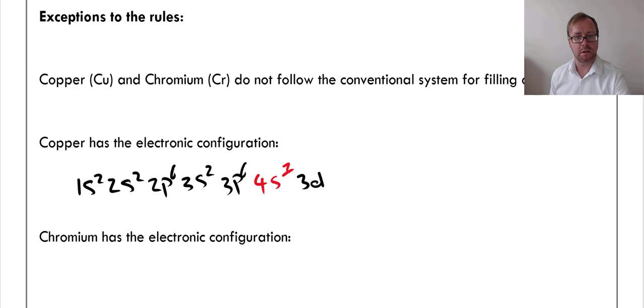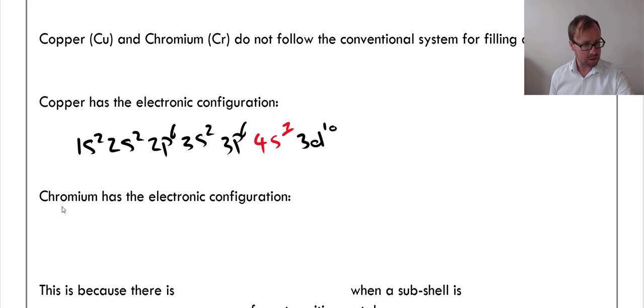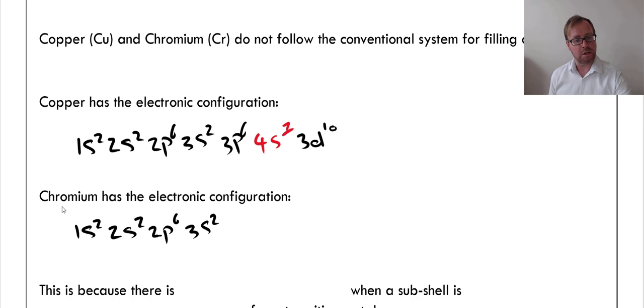Oh, excuse me. Okay, so 3d10, not 3d5. I'm doing copper. So 1s2, 2s2, 2p6, 3s2, 3p6, 4s1, 3d10. Chromium has an electronic configuration of 1s2, 2s2, 2p6, 3s2, 3p6, 4s1, 3d5.